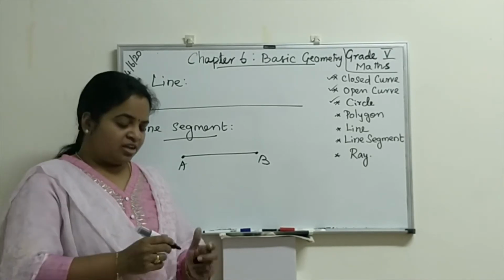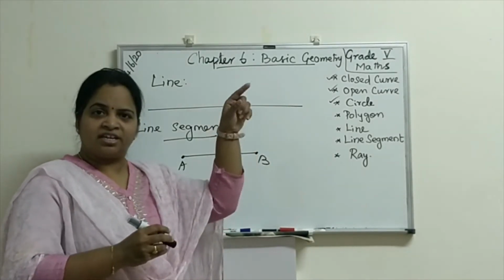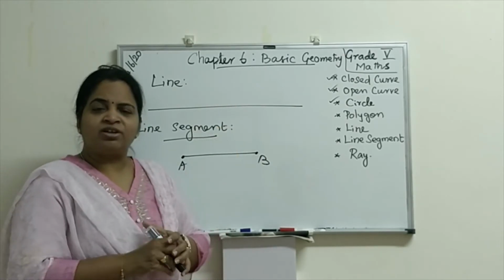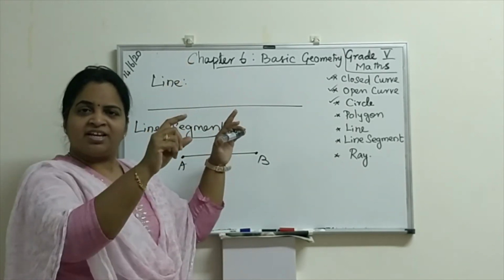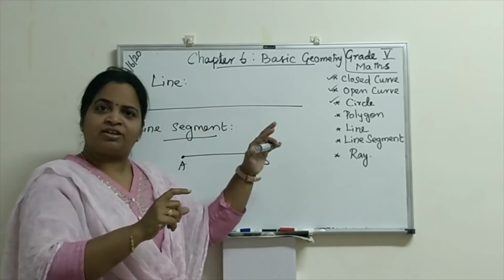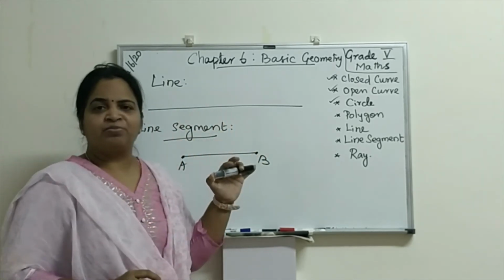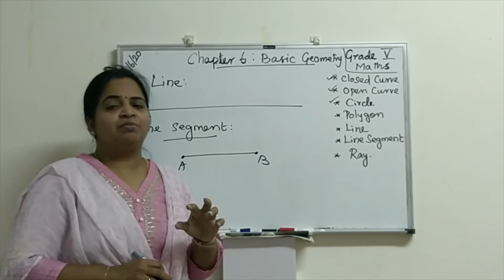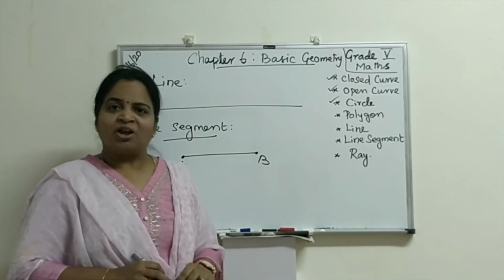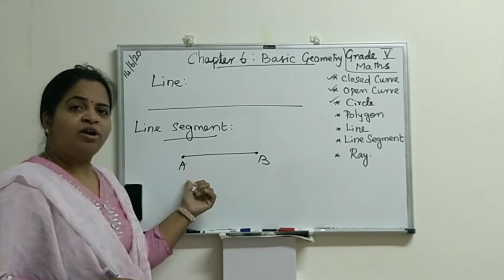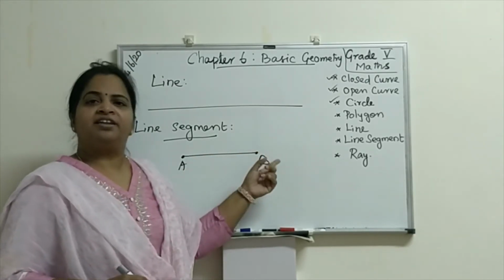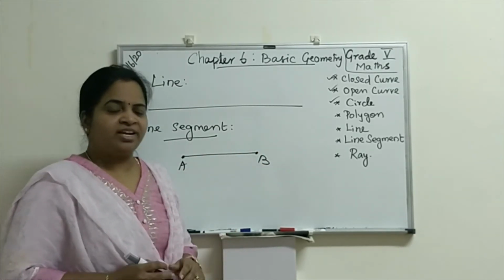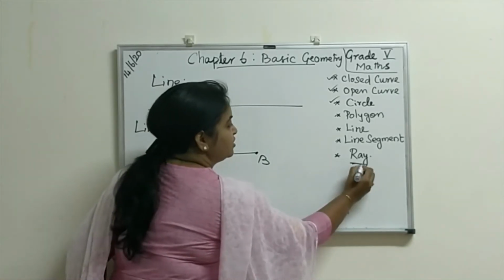Okay. In your windows you have curtains, no? One rod is there, right? That is a line segment. It has the starting point, it has the ending point. So like this, you are going to tell the real life examples for all of this. Okay. So line segment has a starting point and ending point. You got it? Then ray.